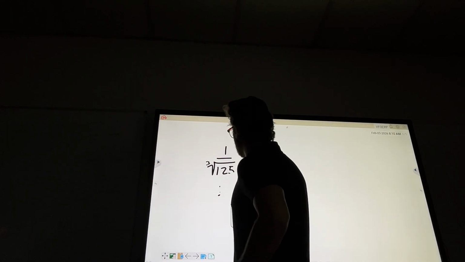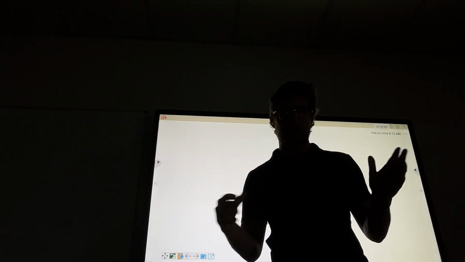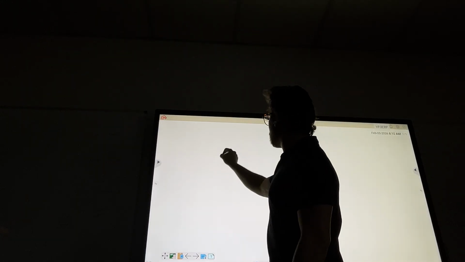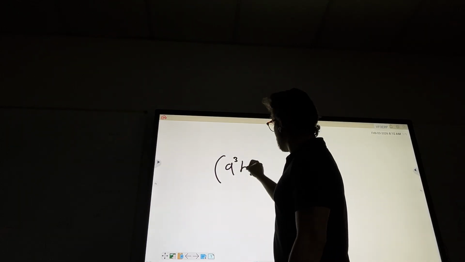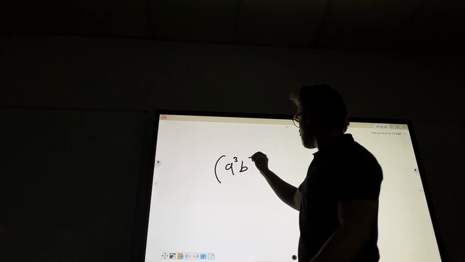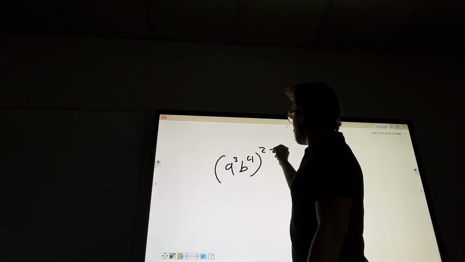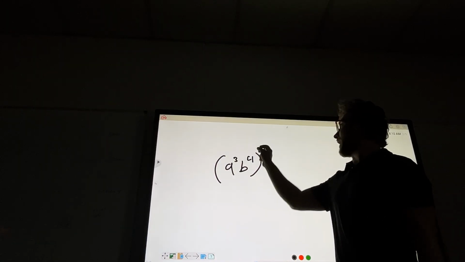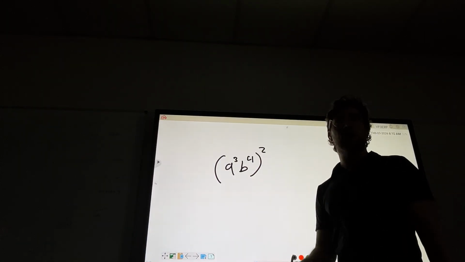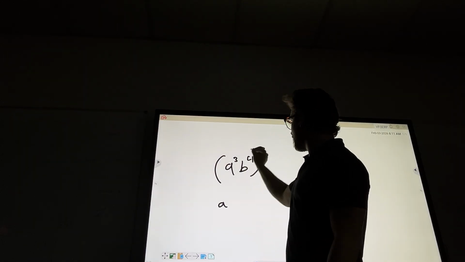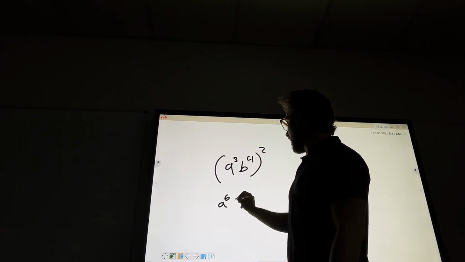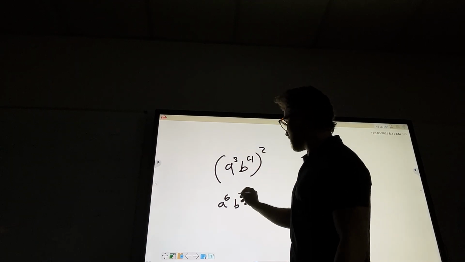Some other stuff that we're able to do is remove the numbers entirely. We could have this with just letters. We're able to have A^3 B^4, all to the power of 2. When we do something like this, we have our exponent rule, the power of a power. So we will be multiplying, giving us A to the power of 3 times 2, which is 6, and B to the power of 4 times 2, which is 8.